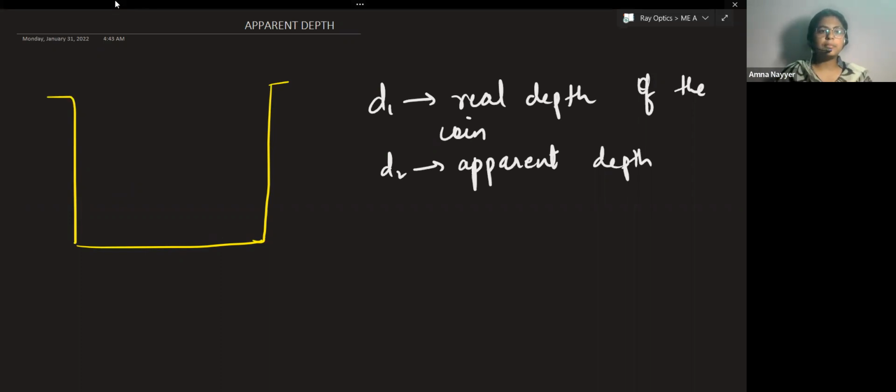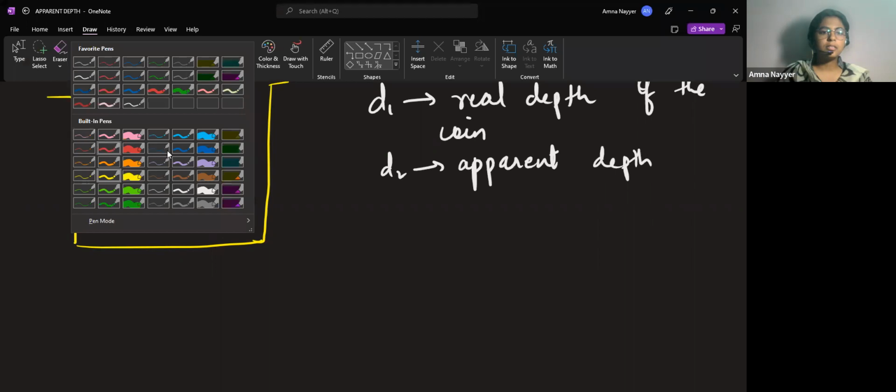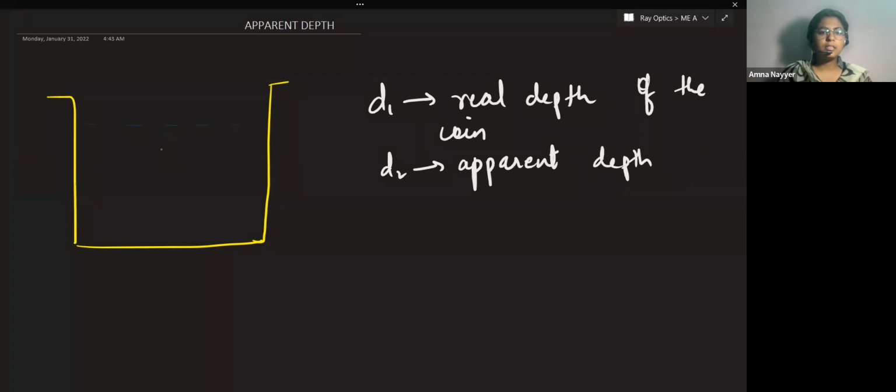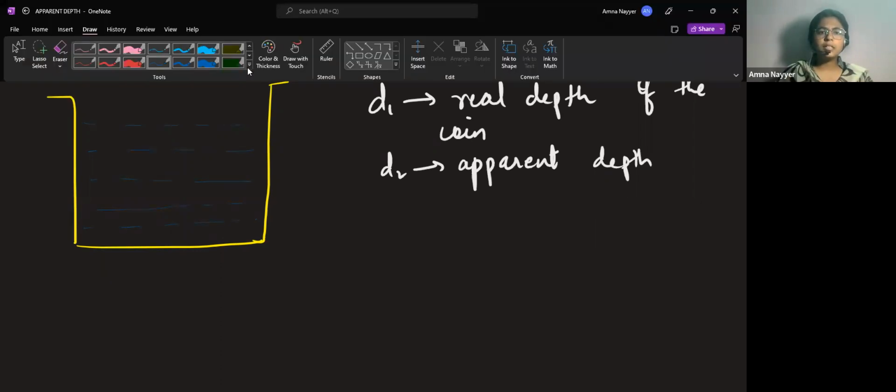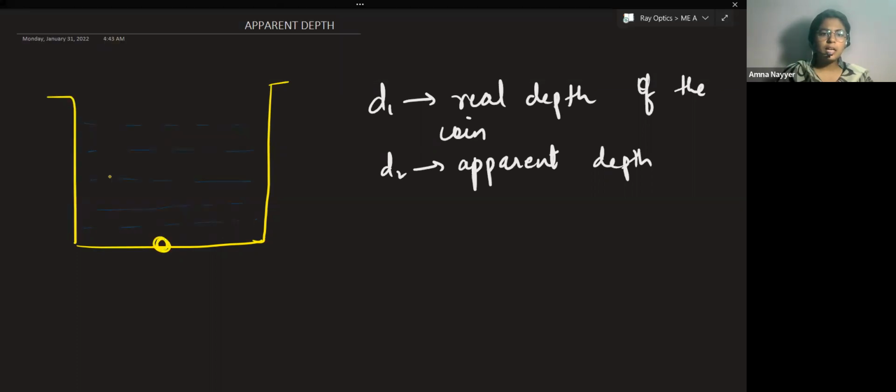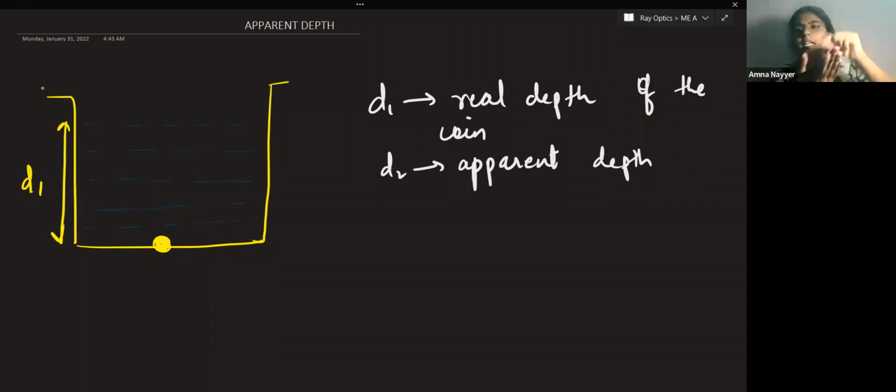For example, if I say this is a tub, let's say I have put water. Now here at this point, I have placed a coin. So from this separation, let's say this is D1, this is the actual depth of the coin, because in reality the coin is present over there. But what will happen? Now your object is where? Now your object is here.